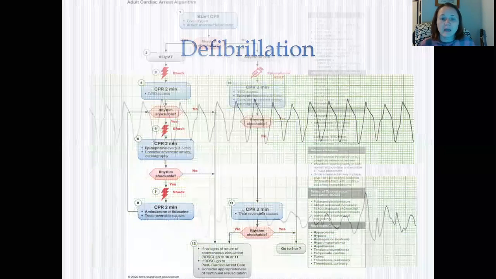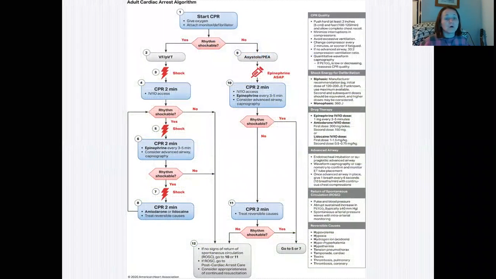We are going to look at the adult cardiac arrest algorithm. This is what we are going to use if your patient does not have a pulse. Any pulseless rhythm, it doesn't matter what it is, this is our algorithm, okay?